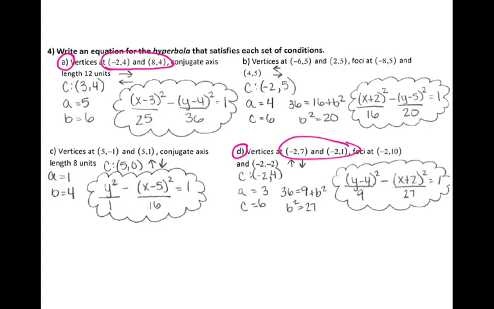And since I have my foci, I can find C, so going from negative 2, 4 to negative 2, 10, that puts C at 6. I can use the formula for the foci to solve for b squared, and you get b squared is 27. Since my hyperbola is opening up and down, that means y is going to come first. So I have y minus 4 squared over 9 minus x plus 2 squared over 27 equals 1.